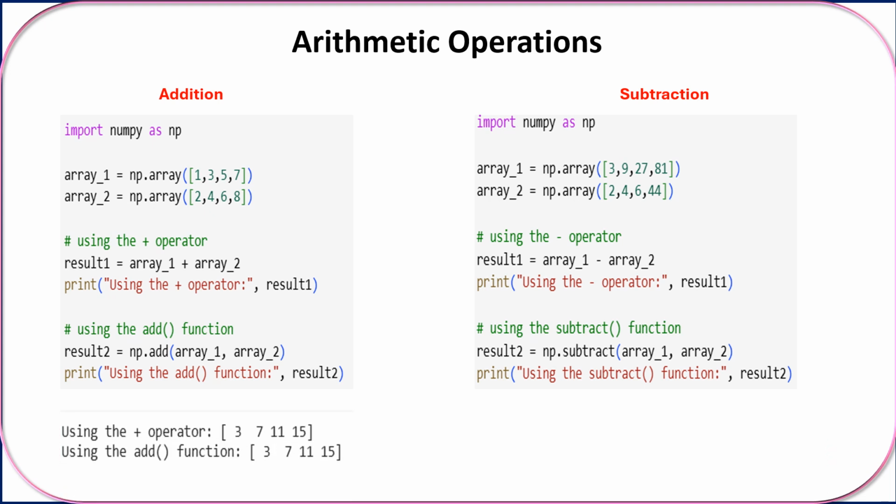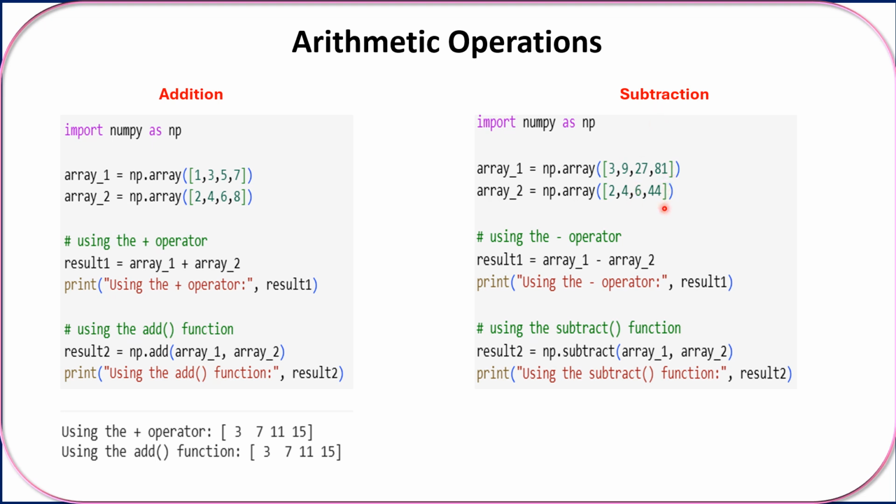See, 1 plus 2 is 3 and 3 plus 4 is 7 and it just goes on, 11 and 15. Both the answers are the same because we have the same elements in two different arrays, and we are just performing the same operation, but the only thing is we are using the plus operator as well as the add function. Likewise, we'll be checking for the subtraction also.